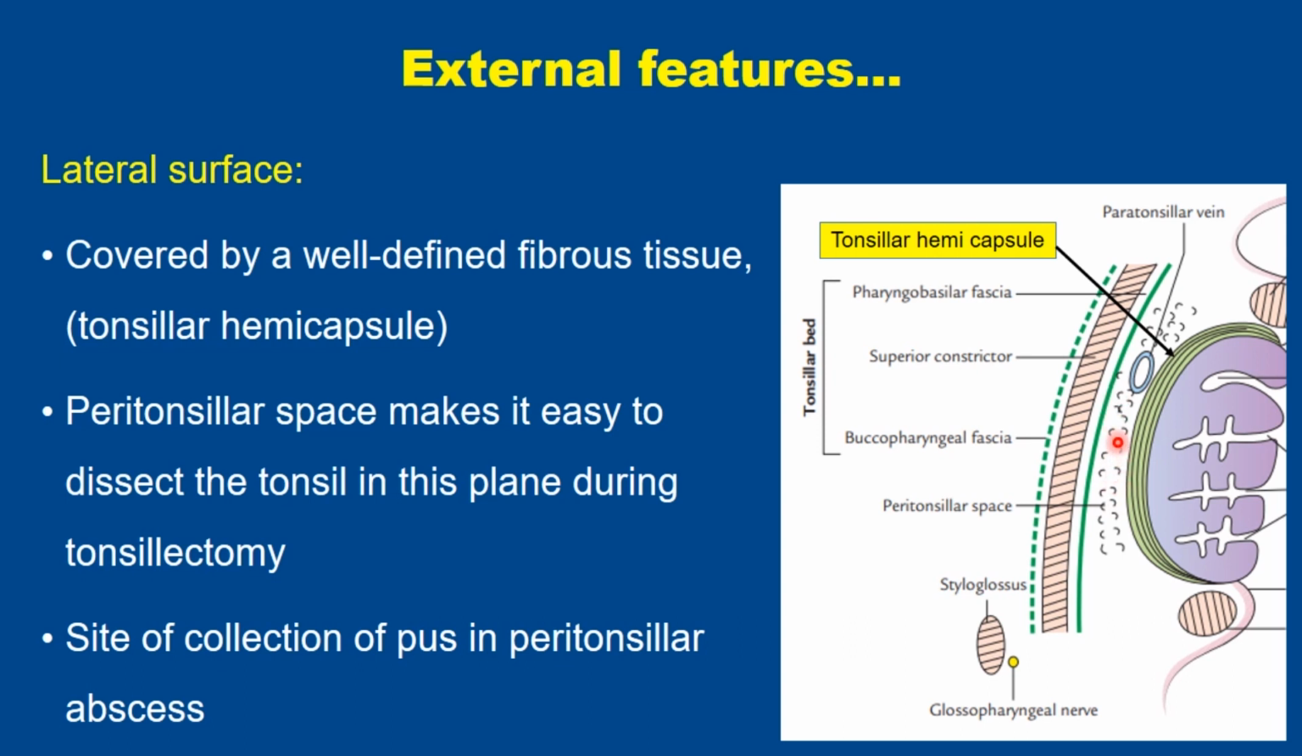This peritonsillar space and loose areolar tissue make it easy to dissect the tonsil in this plane during tonsillectomy. And this peritonsillar space is the site of collection of pus in a peritonsillar abscess.